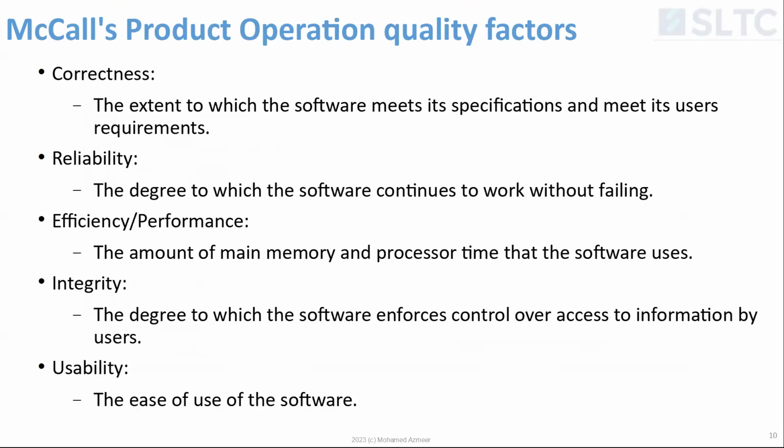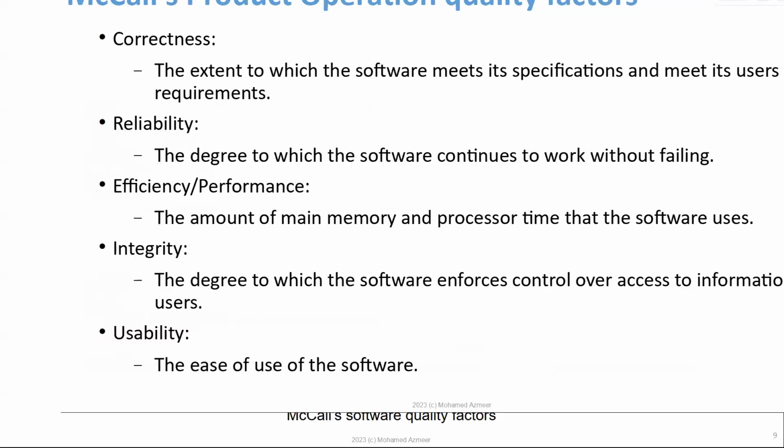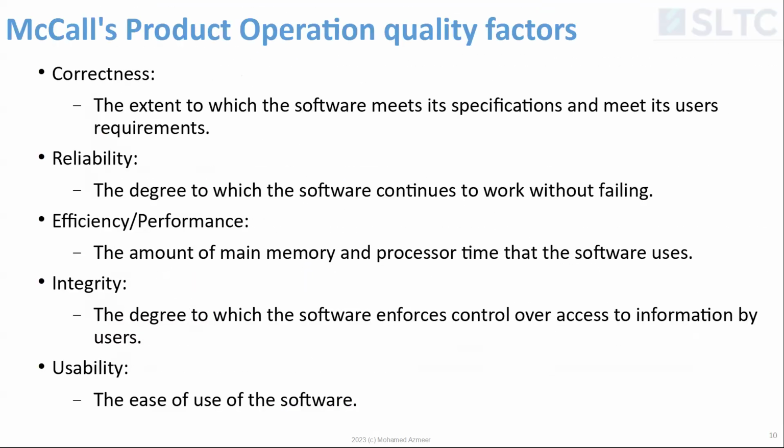So let's look at the operational quality factors, the one at the bottom, right? I said very important. So we have correctness, reliability, efficiency, integrity, and usability. So what do you mean by correctness in that? The extent to which the software meets its specification and meets its user's requirement.